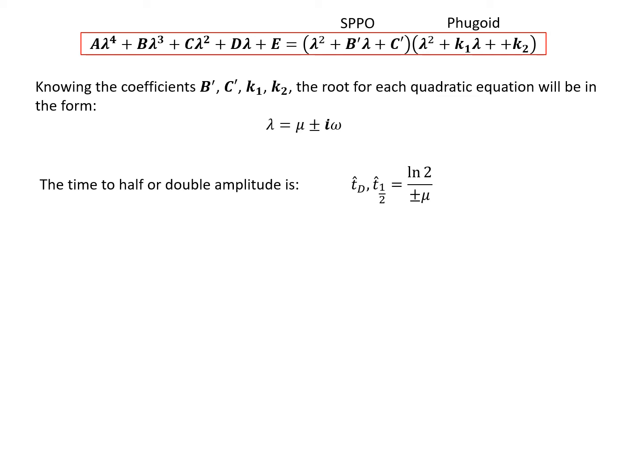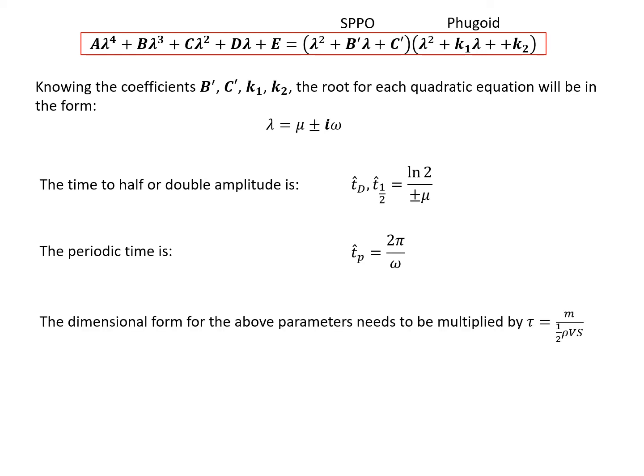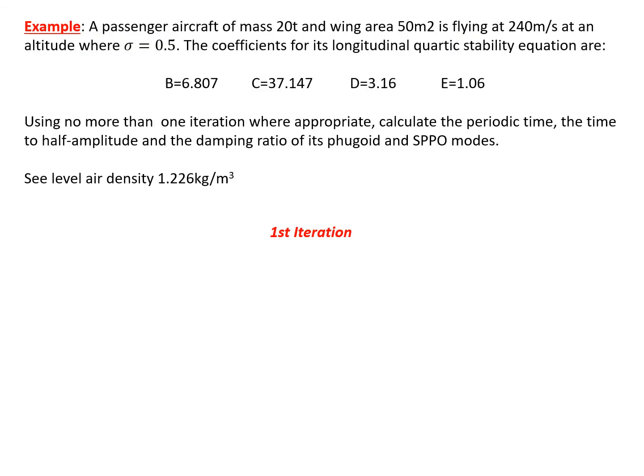And then we can get those non-dimensional times. And remember, this is non-dimensional. We need to multiply by the characteristic time scale to retrieve the dimensional data. And the periodic time can be 2 pi divided by omega. Again, this T_P hat is non-dimensional. So the dimensional form for the above parameters needs to be multiplied by tau, the characteristic time.